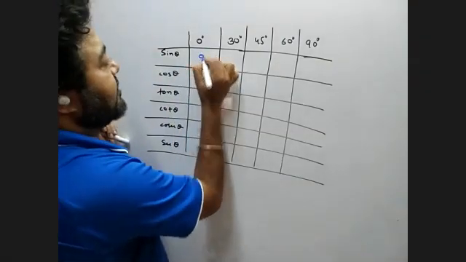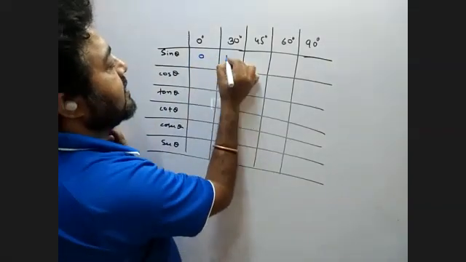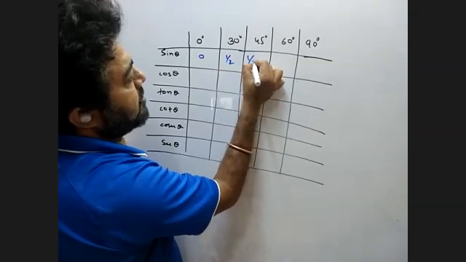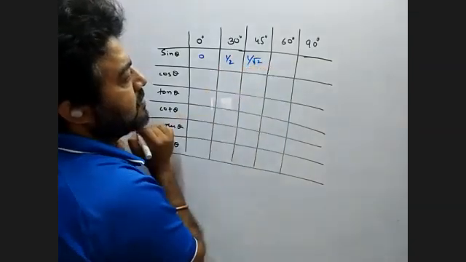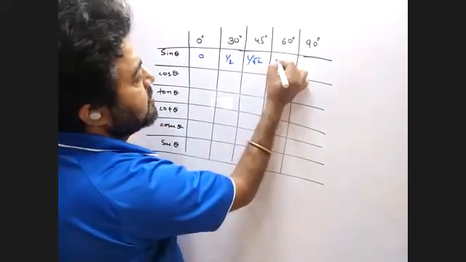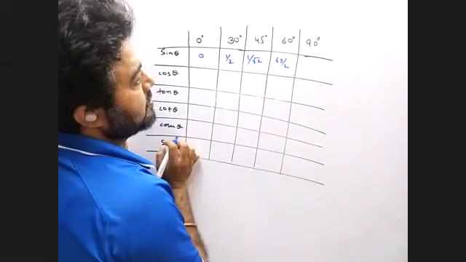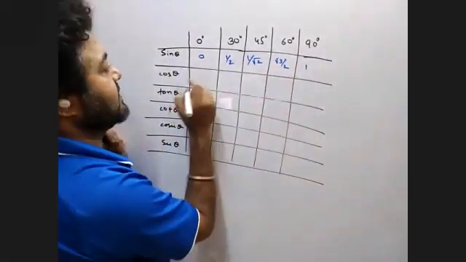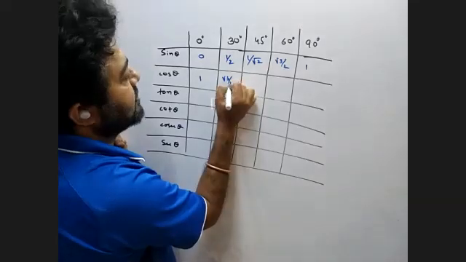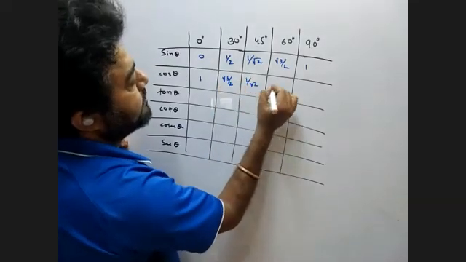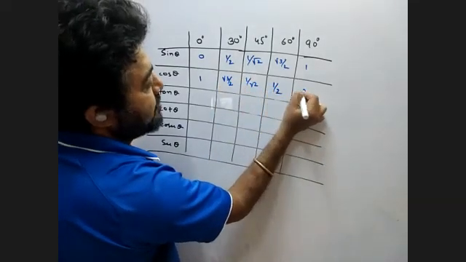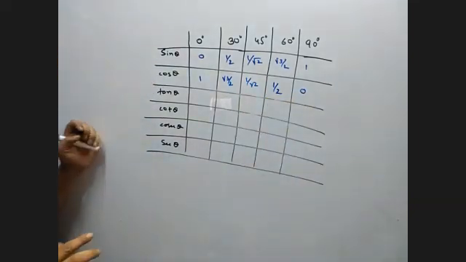Then continue, carry on. Half, 1 by 2. Then 1 by root 2. Then root 3 by 2. Then 1. And then you reverse it to get the cos theta values: root 3 by 2, 1 by root 2, 1 by 2, 0. Is it okay?